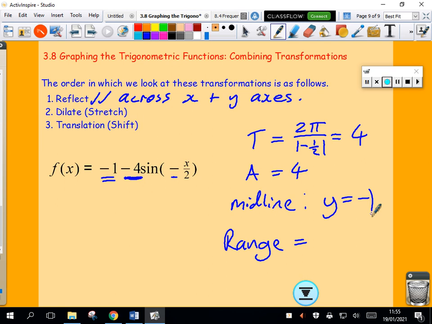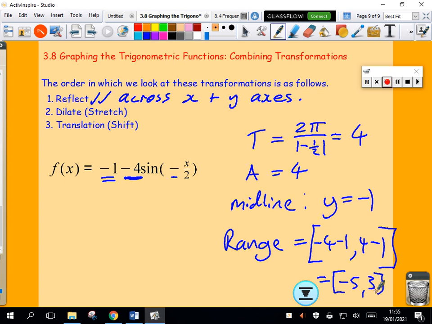And then my range is going to be affected by the change in amplitude and the change in midline. Parent function range -1 to 1. But we're changing the amplitude to 4, so it's now going to be -4 to 4. But that's before my translation downwards of 1 unit. I have to move everything down 1 unit as well. So my range is going to be -5 to 3.